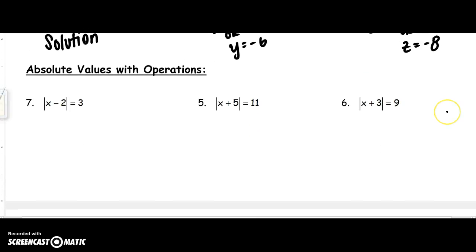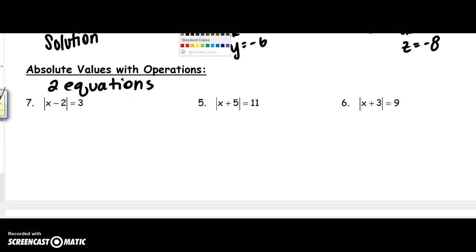This is where it gets a little bit more confusing. Absolute values with operations. So now we have that operation inside, but we don't know what x is. So in order to do this, you have to come up with two equations. Okay, one is going to be a positive, and one is going to equal the negative, just like we did up top. So you're going to get rid of your absolute value bars, and you're going to say x minus 2 is equal to 3. And then we also have x minus 2 is equal to negative 3.